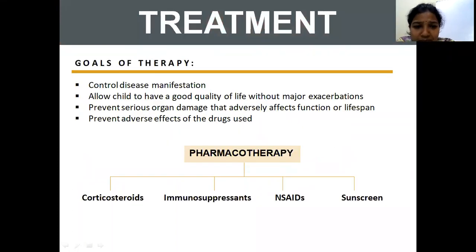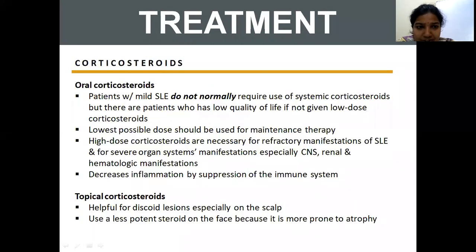So goals of treatment: control disease manifestation, allow child to have good quality of life throughout major exacerbations, prevent serious organ damage that adversely affects function or lifespan, prevent adverse effects of the drugs used. So pharmacotherapy should include corticosteroids, immunosuppressants, NSAIDs, and sunscreen over the rash.